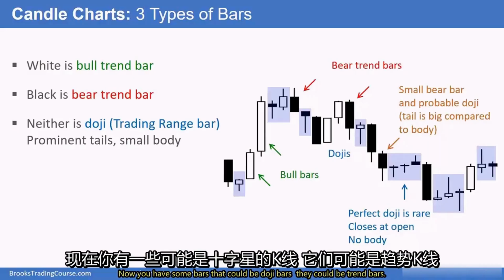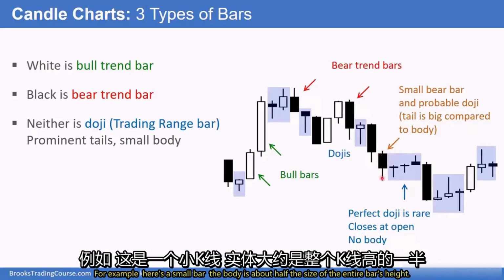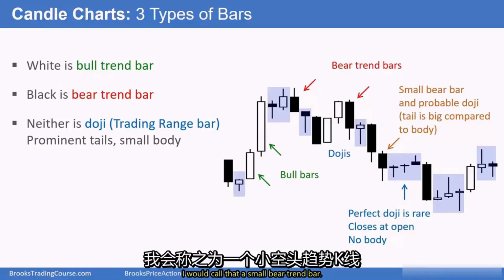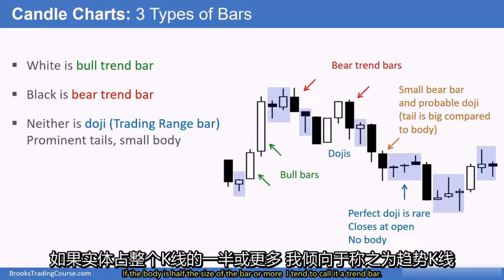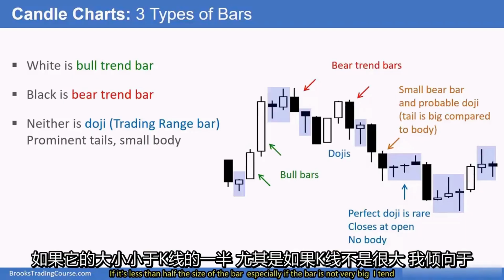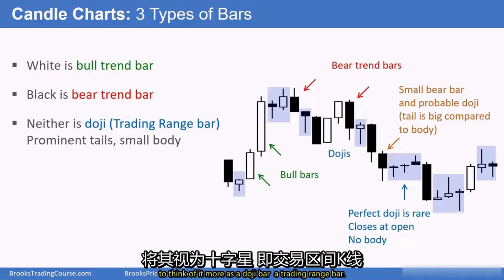Now, you have some bars that could be doji bars, they could be trend bars. For example, here's a small bar. The body is about half the size of the entire bar's height. I would call that a small bear trend bar. If the body is half the size of the bar or more, I tend to call it a trend bar. If it's less than half the size of the bar, especially if the bar is not very big, I tend to think of it more as a doji bar, a trading range bar.